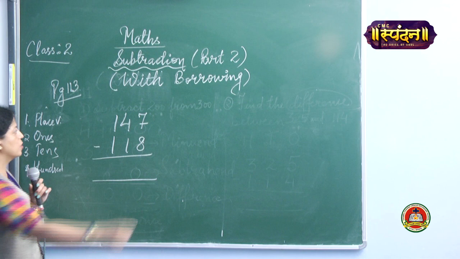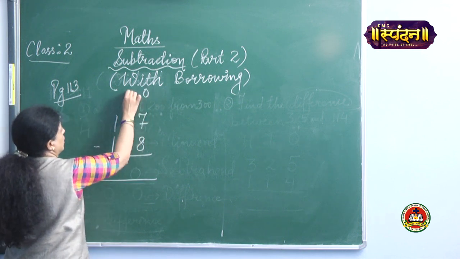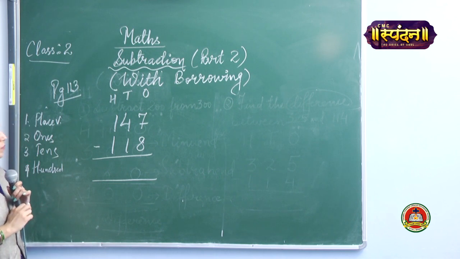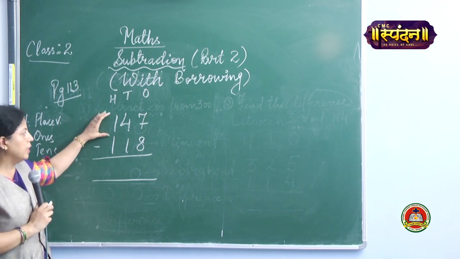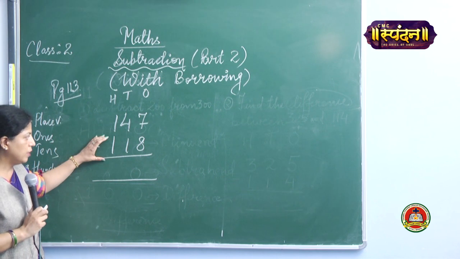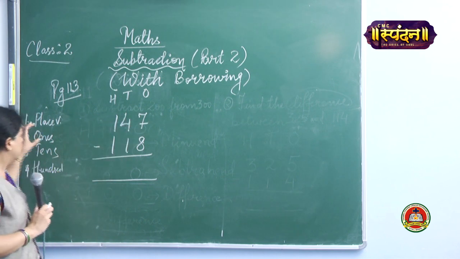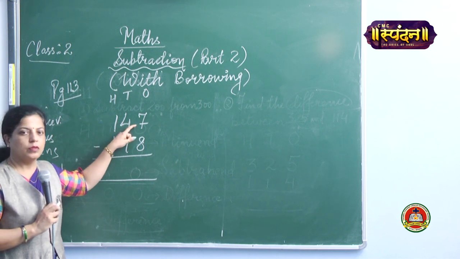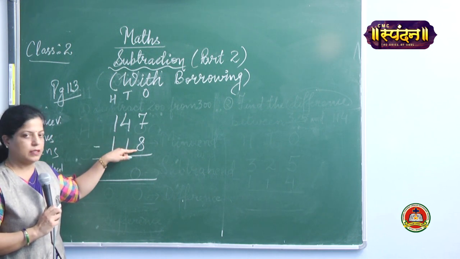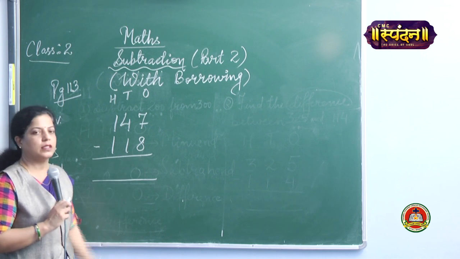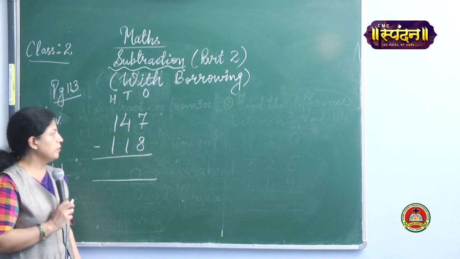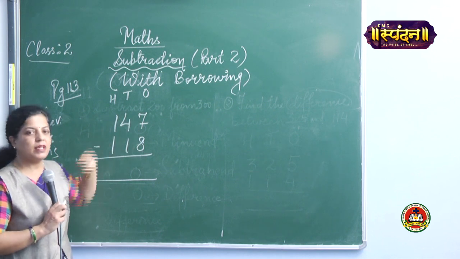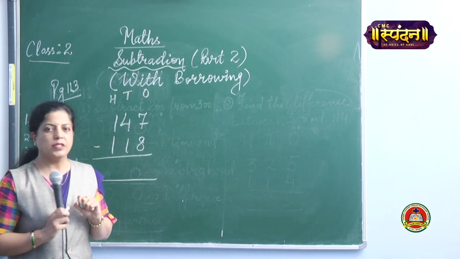The first step is to write the ones, then your tens, and then your hundreds. As you know, we write the bigger number first, then the smaller number, and we start. The first step is to subtract from the ones place. When we have arranged it in a vertical column, we will start from the ones place. I have to subtract 8 from 7, but is it possible?